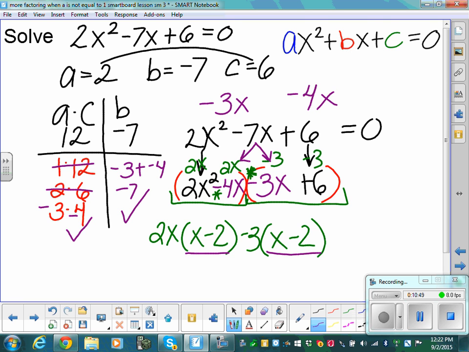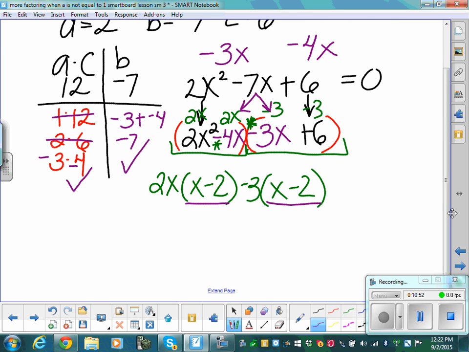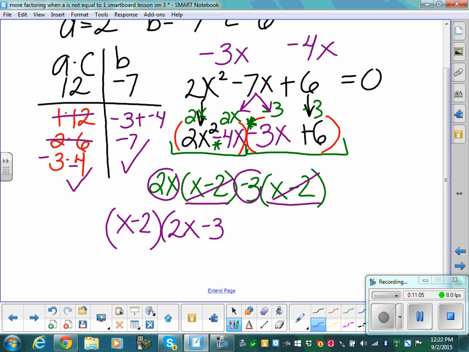If not, go back and see where you've made a sign error. All right, so now that's our safe haven. We'll pull it out. That means we're going to pull out x minus 2, which means we're dividing it out. It's gone. What does that leave me with? 2x minus 3. I got that from there. What was left? 2x minus 3.